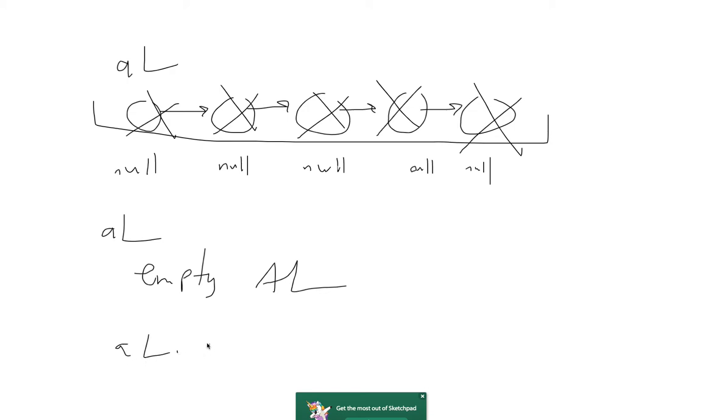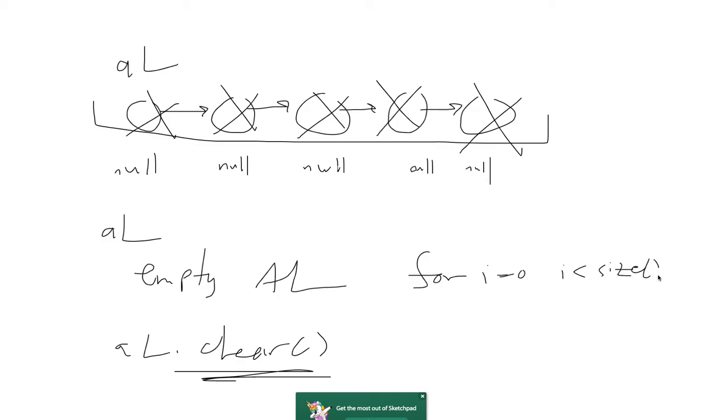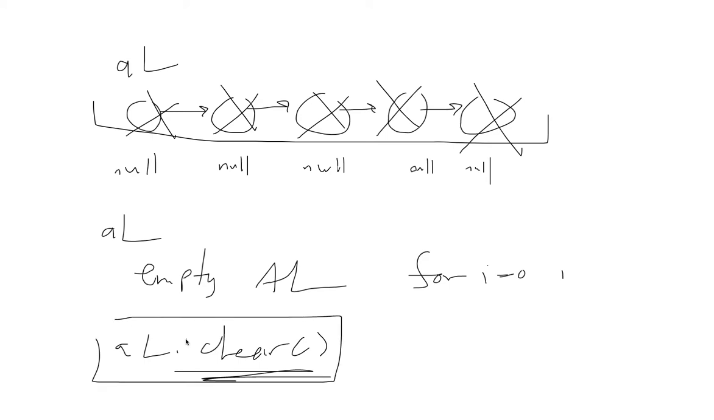You do ArrayList.clear is one way to do it, right? And then also you can iterate using a for loop, i equals 0, i is less than the size. Can you do i is less than the size? Oh, no, you can't, because the size changes as you're iterating through the for loop. So the best way to do this is to do ArrayList.clear. There are other ways you could fiddle around with it, but ArrayList.clear is the clearest way to do it.